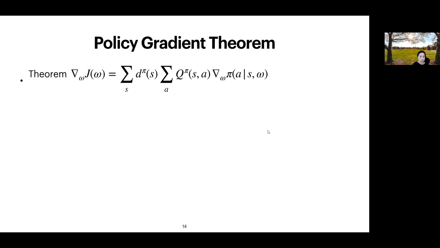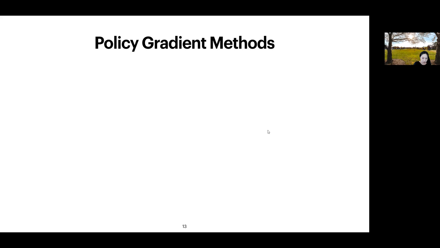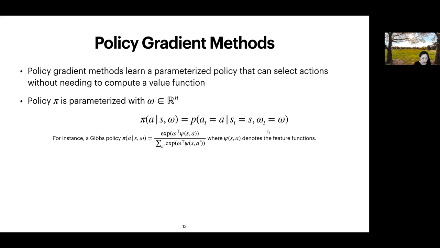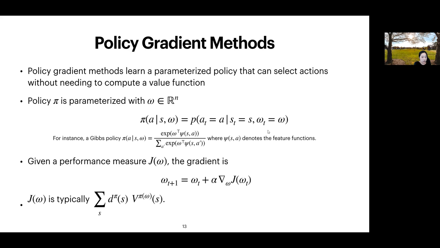Okay. So I'm going to start with this policy gradient theorem. What is the theorem? The theorem is this guy. It's not very surprising. As I said, this performance measure J omega is typically this expected value function. Very importantly, I wanted to emphasize this is pi omega, so we'll make that clear.